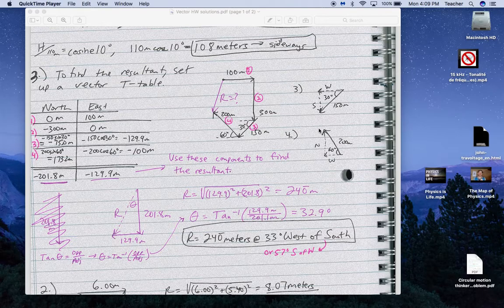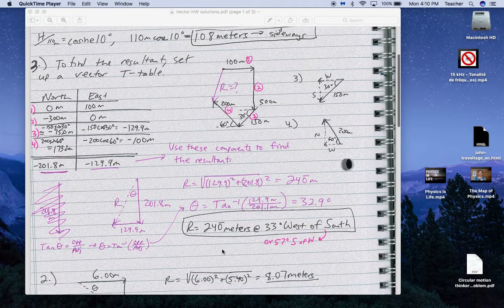And then for the last one, I've got this triangle drawn. And to find the north part, I use 200 sine of 60 degrees because that's opposite over hypotenuse. And then for the west, it's 200 cosine 60 degrees, negative because it's going west. So I add all the north parts up, I add all the east parts up, and then I redraw it. So it's going down or south 202 meters, to the west 130 meters. I get my resultant with the Pythagorean theorem and inverse tangent. So that should be kind of a theme that you're seeing. So we get 240 meters at 33 degrees west of south.